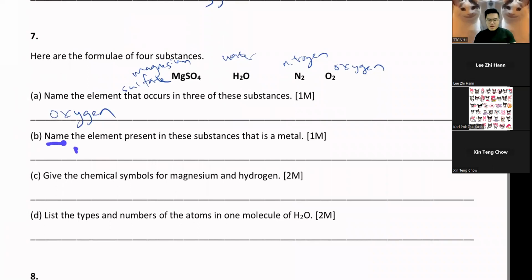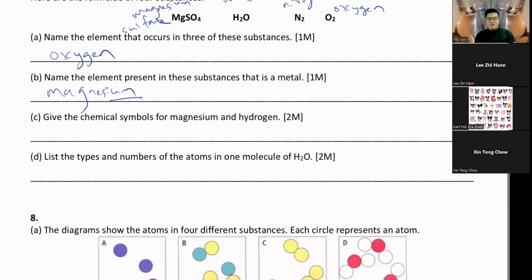So B, name the element present in these substances that is a metal. Which one is a metal here? There's only one metal here. That would be magnesium. Just look at the name. Usually when you see ium, it's usually a metal. Calcium, magnesium, sodium, potassium, lithium, barium, aluminum, cesium, francium, things like that. When you see ium, then it's usually metal.